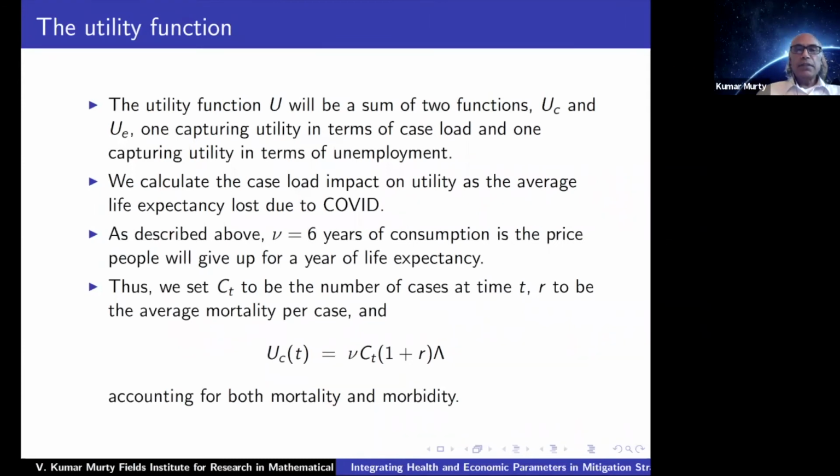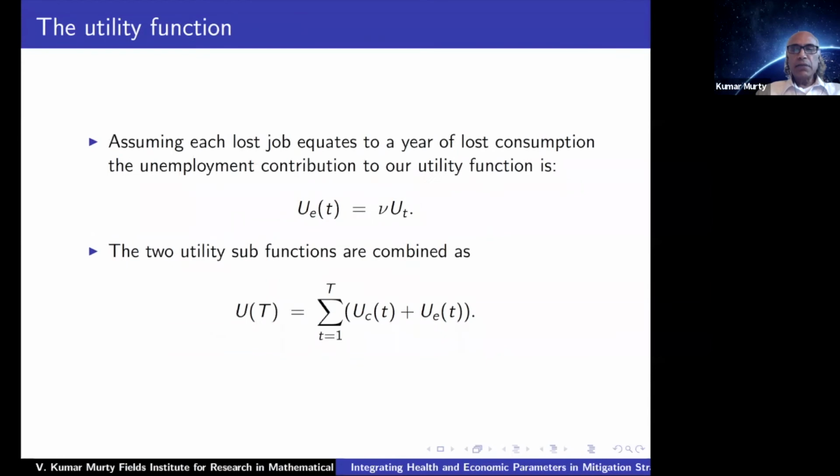The utility function that we're going to try to find an extreme value of will be a sum of 2 functions, one for the caseload and one for unemployment, UC and UE. Maybe there's a better way to put them together, but in the end, we just added the 2 together. You see, U of T is UC plus UE.